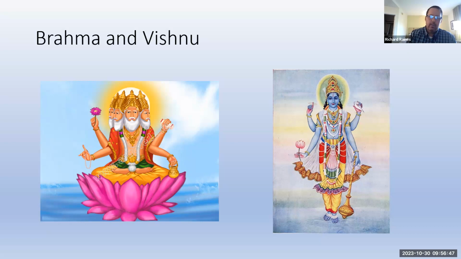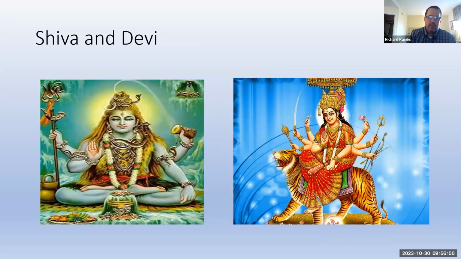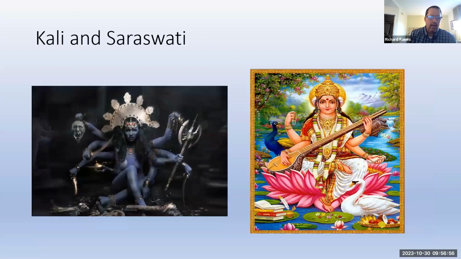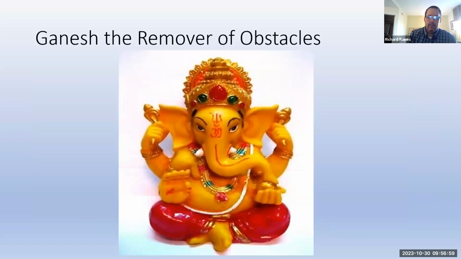There's Brahma and Vishnu, pictorial representation of them. Shiva and Devi. Durga and Lakshmi. Kali and Saraswati. This is one of the most popular deities in Hinduism, Ganesh. A lot of homes, if you go into a Hindu home, you'll see a shrine to that family's deity, the deity they mainly worship. And particularly among Hindus that live in the United States, Ganesh is by far and away the most popular of the deities. You find men named Ganesh. It's very popular.